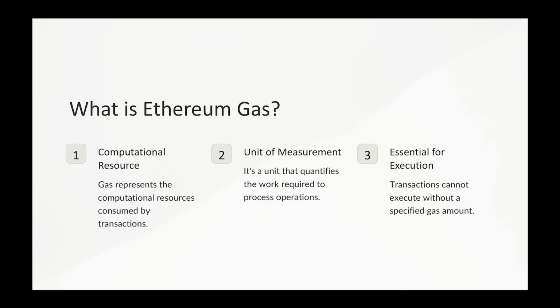Gas quantifies the computational effort required to execute the required operation. For example, if I want Ethereum to compute 4 plus 4 or even send a message, it will require me to spend some gas, or we can call it transaction fee in layman language. These transactions cannot be executed without specified gas amount.